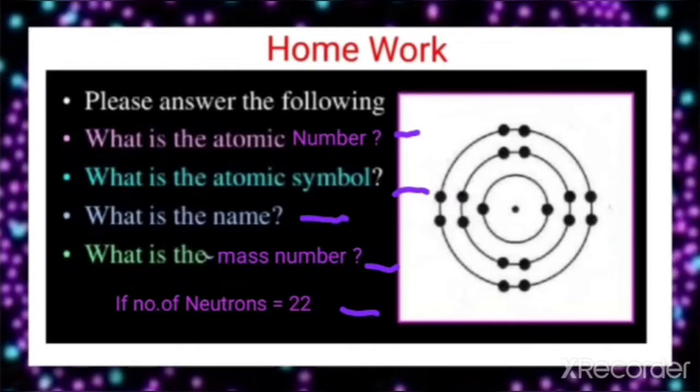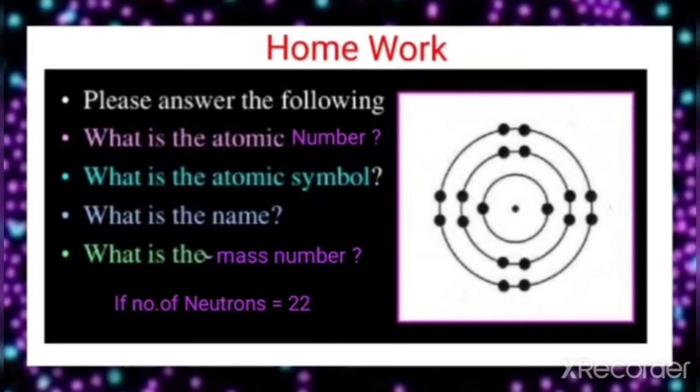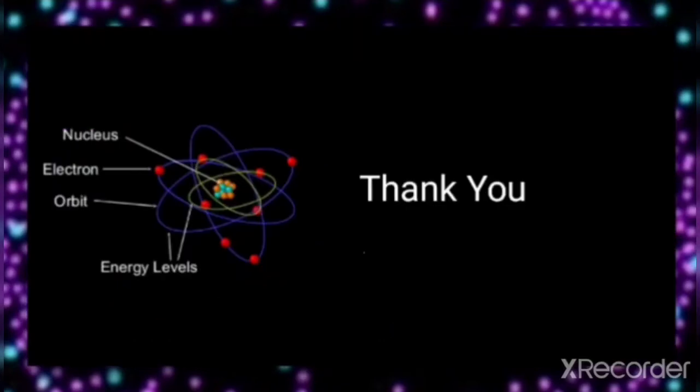Now in this chapter, we have learnt that there are 3 subatomic particles: proton, electron, and neutron. The electrons are distributed in the different shells, and the protons and neutrons are present in the nucleus, and we have learned the atomic structure that is shown here. So all of you try this question and write it down in your notebook. So this is all about this video. Have a nice day.